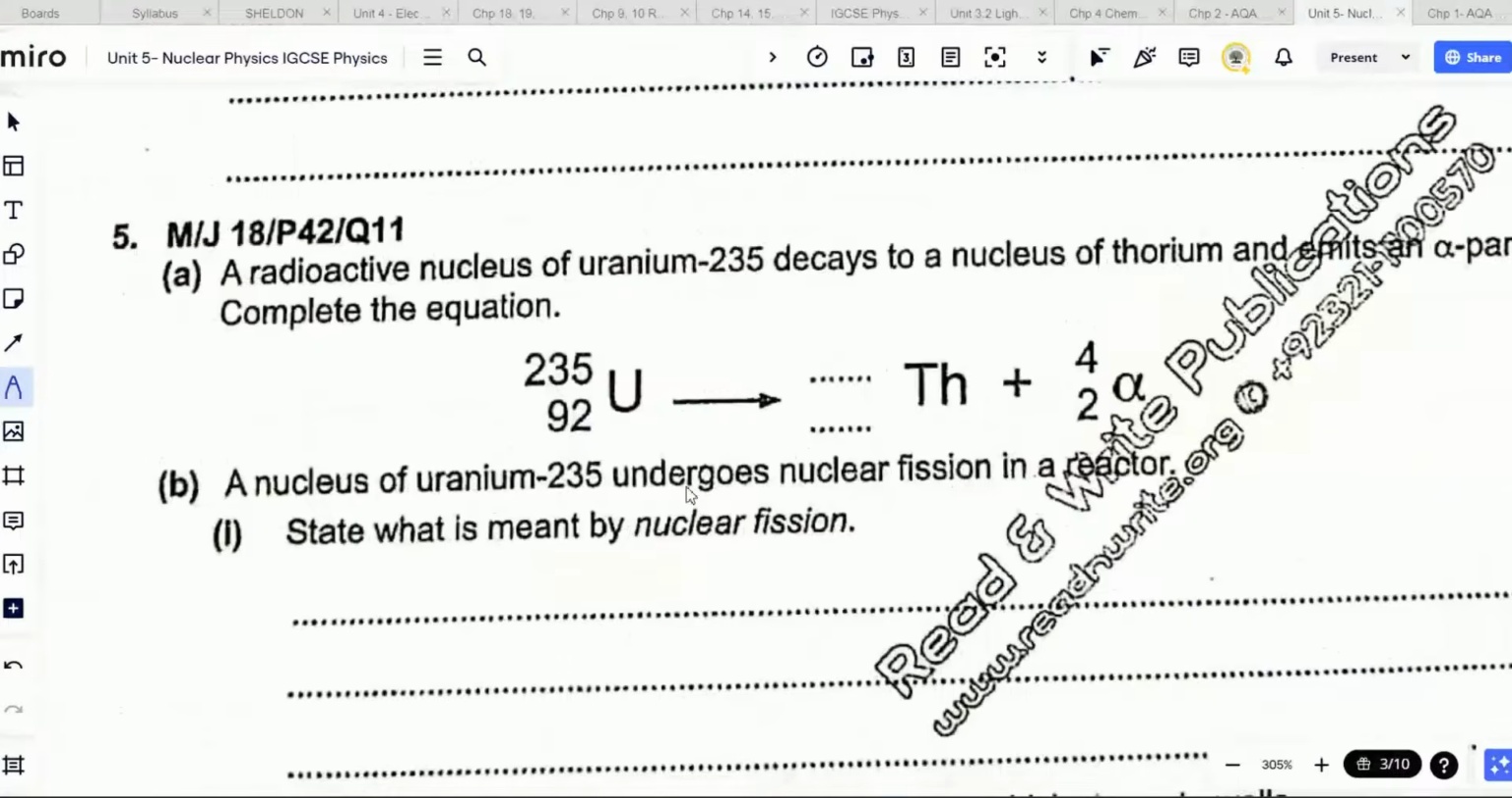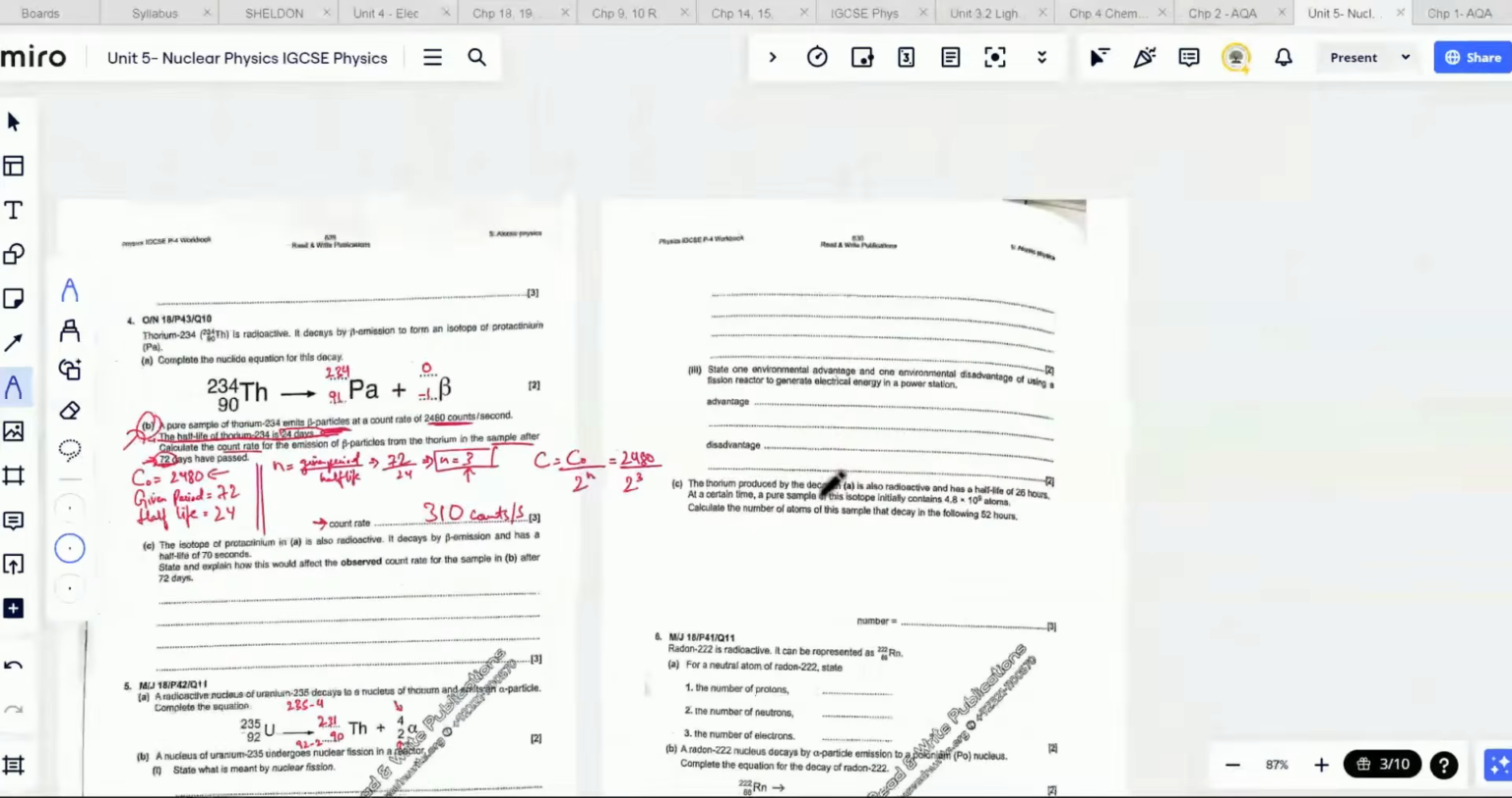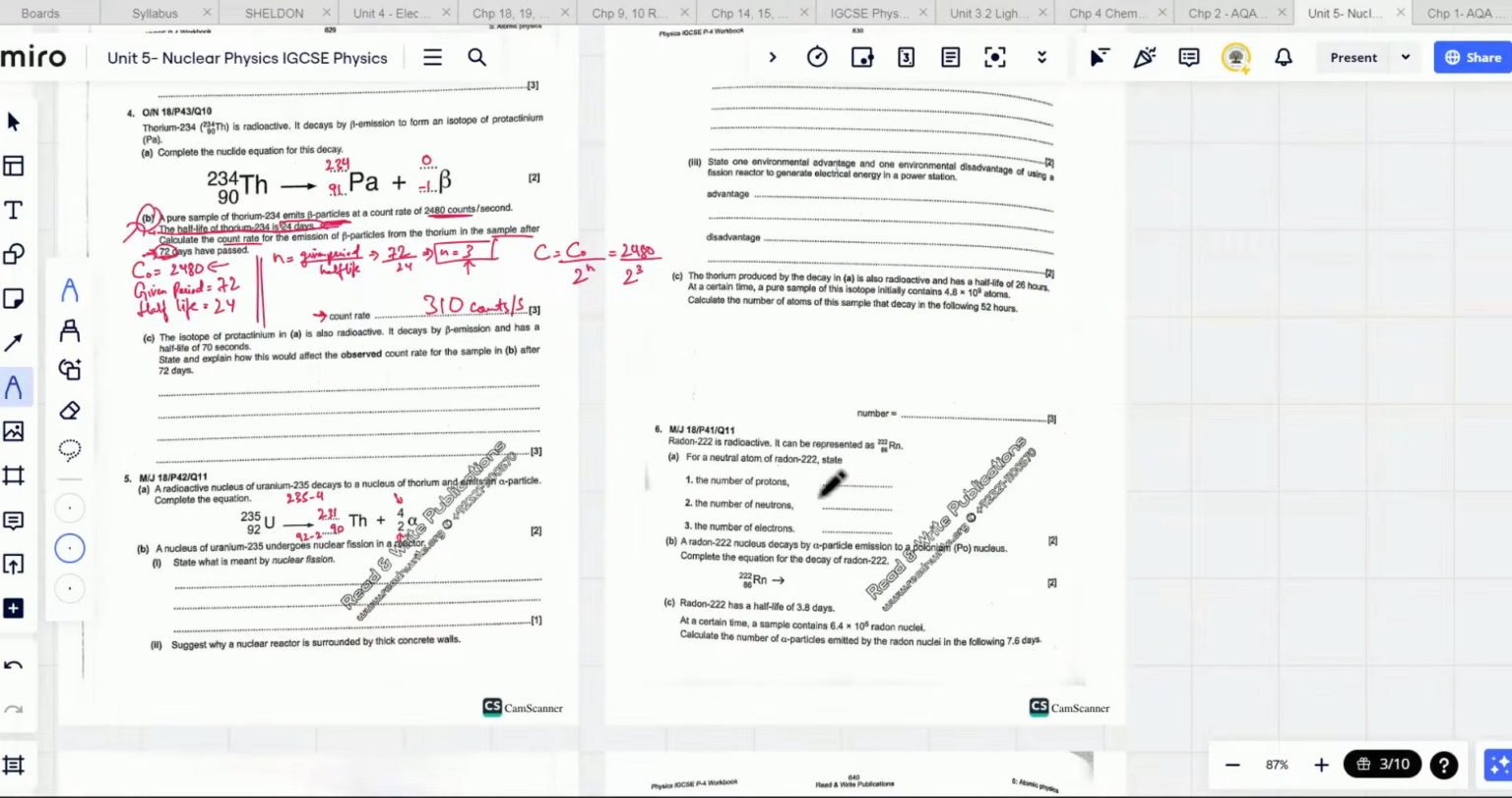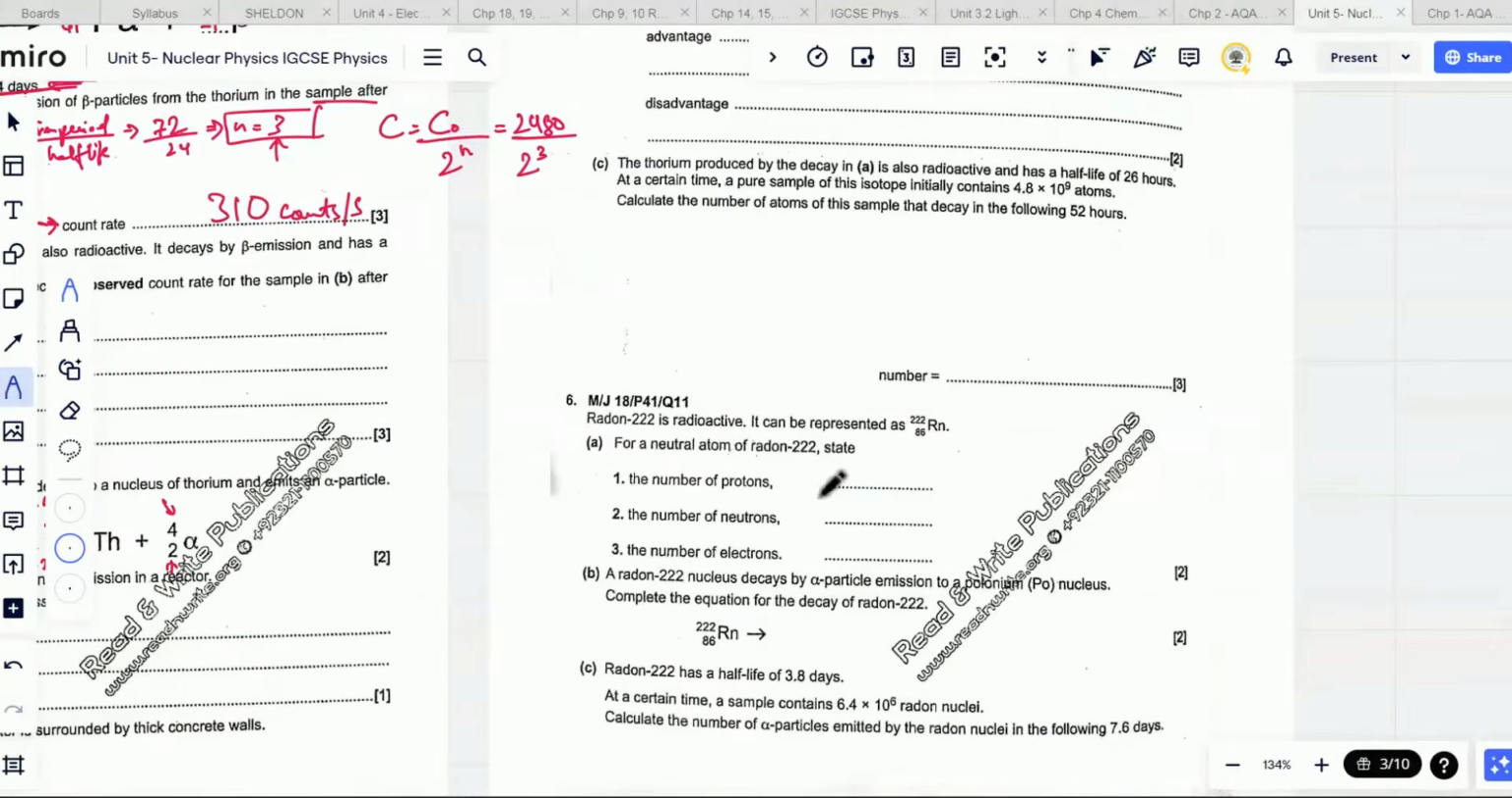Okay, this is an alpha particle. We are getting 4 over here and 2 over here. What should be here? How do I get this value? 235 minus 4, right? And what about this one? 92 minus 2. Let me know the values. 231 and 90. Good. The rest is all related to the memorization part. I want you all to do it yourself.